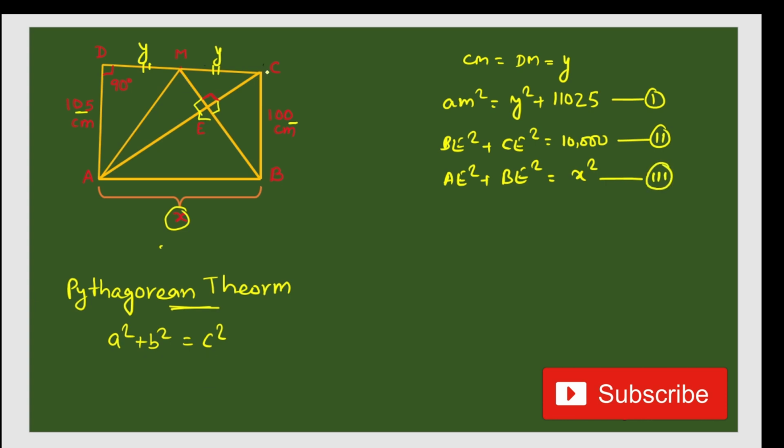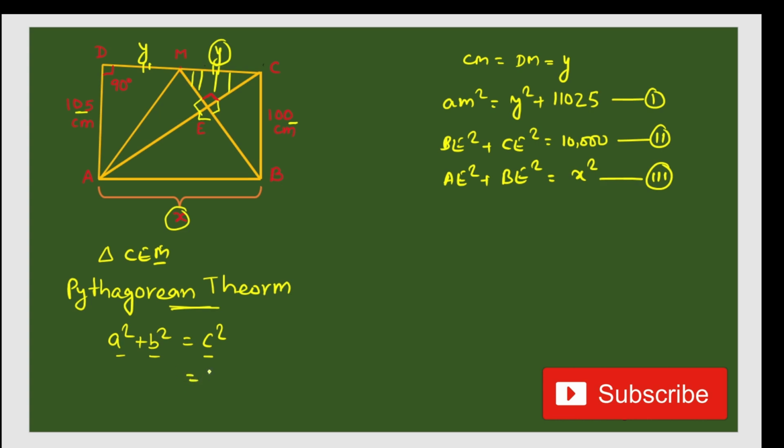Next, we'll concentrate on triangle CEM, this triangle. So the triangle here is CEM. According to the Pythagorean theorem, a square plus b square is equal to c square. The longest side is CM and the value of CM we have said is y.